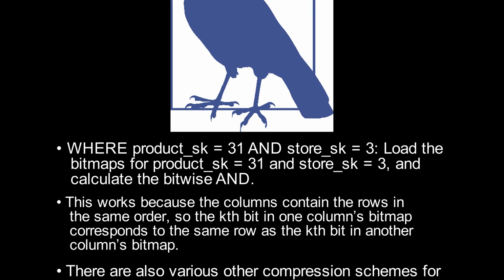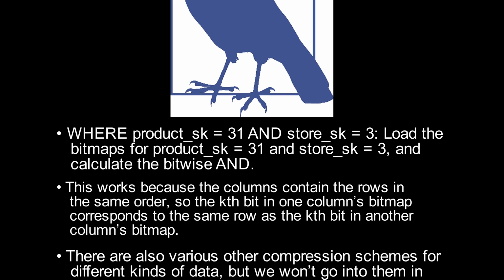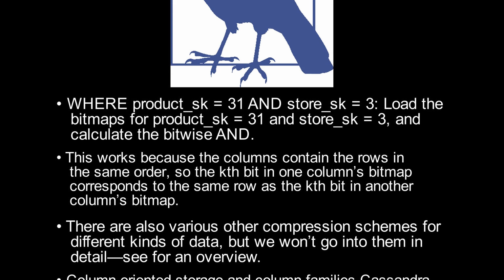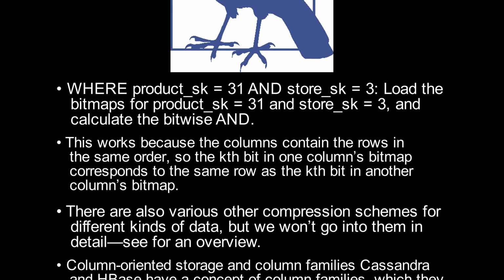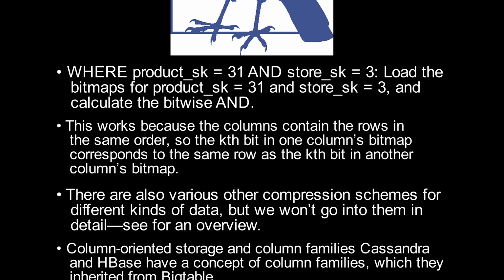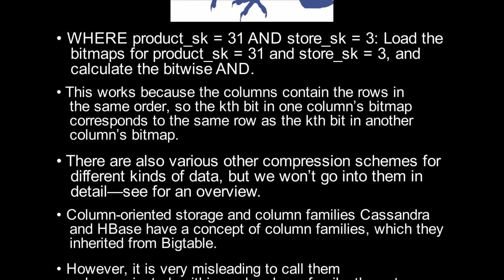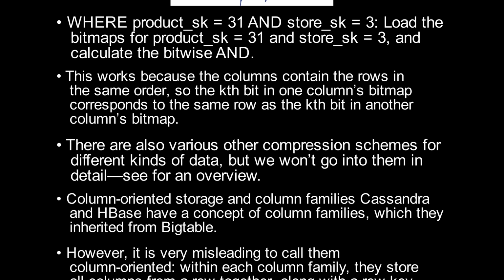This works because the columns contain the rows in the same order, so the kth bit in one column's bitmap corresponds to the same row as the kth bit in another column's bitmap. There are also various other compression schemes for different kinds of data, but we won't go into them in detail. See the references for an overview.